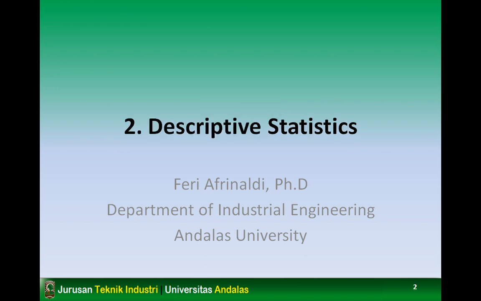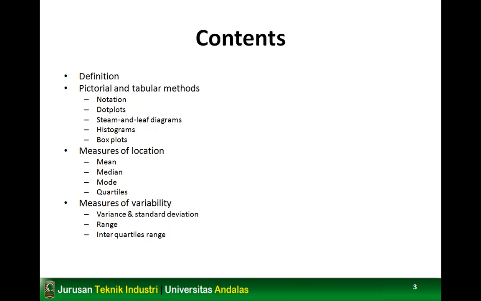In this video, we will start chapter 2, which is descriptive statistics. This will be the contents of chapter 2. Basically, we will discuss three things. Number one is the pictorial and tabular method of describing data. Number two is the measures of location of a set of data, and then the measures of the variability of a set of data.